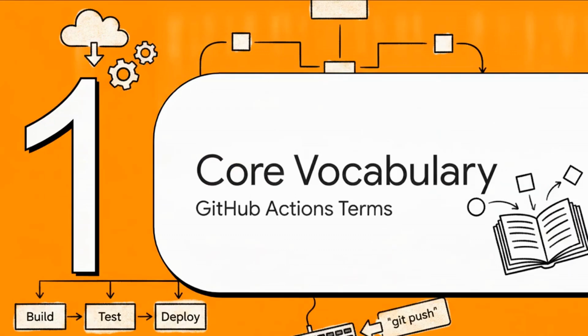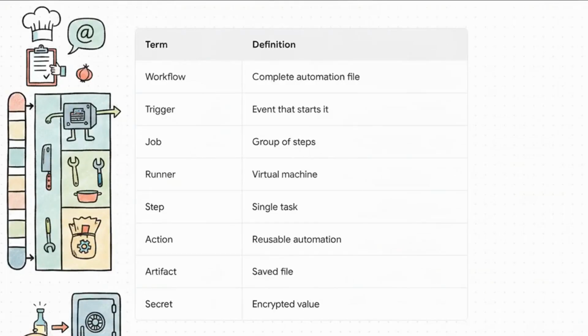Section 1, Core GitHub Actions Vocabulary. So if you're new to CI/CD pipelines, these terms can actually be incredibly simple if we use an analogy. Think of GitHub Actions like a highly efficient commercial kitchen assembly line. Best part, it's built right into your repository, so there's no separate server needed. The workflow is your entire kitchen process, from start to finish.